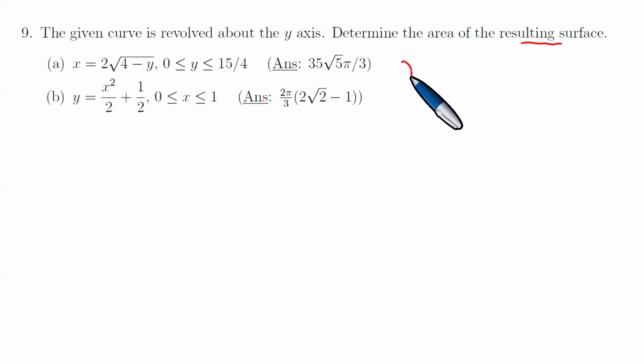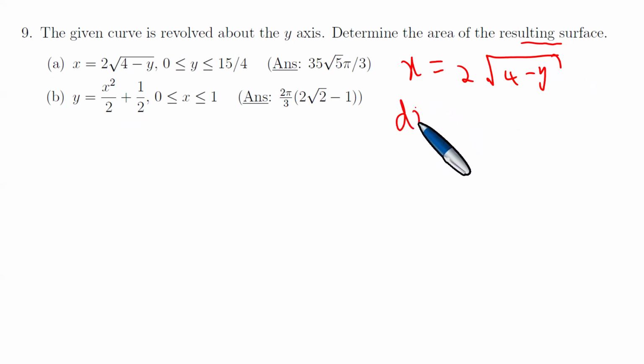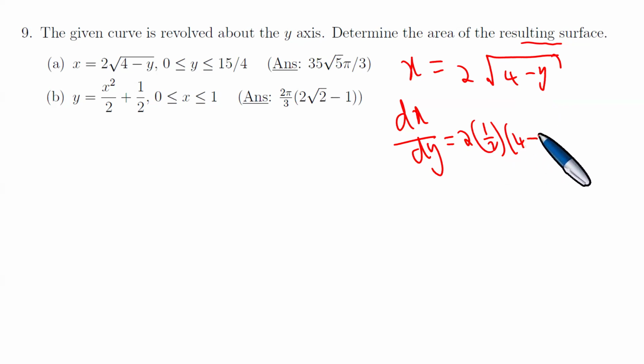Now you have been given x equals 2 times the square root of 4 minus y. Dealing with the surface, you can get, for example, exactly your dx/dy. What is dx/dy? It's 2 here, and therefore we get 1/2, and then 4 minus y. The 1/2 you subtract, you get minus 1/2. The derivative of the interior becomes exactly a -1.